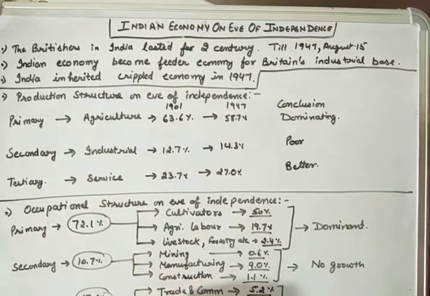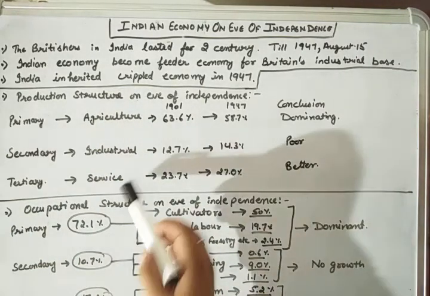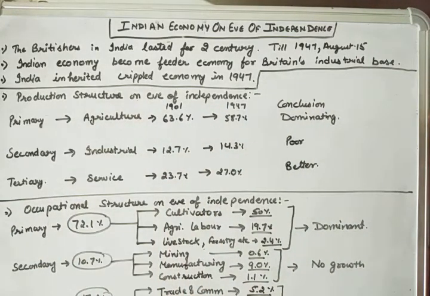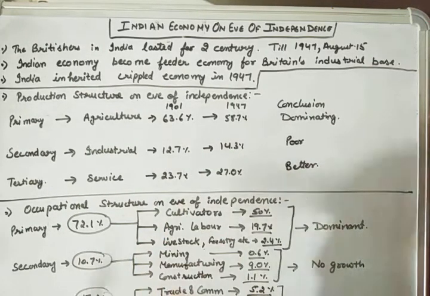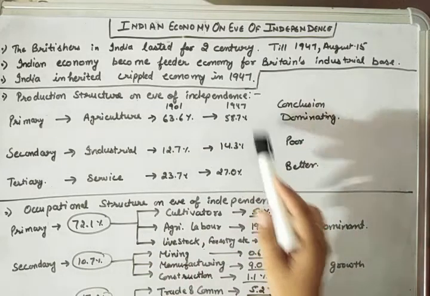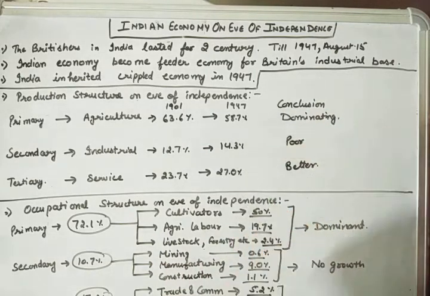The secondary sector is also known as the industrial sector. You all know what the industrial sector is. The secondary sector basically takes the raw material from the primary sector, that is based on agriculture, and then makes the finished products. That is why it is called the industrial sector. And the industrial sector was contributing 12.7% in 1901, but in 1947 it contributed 14.3%.